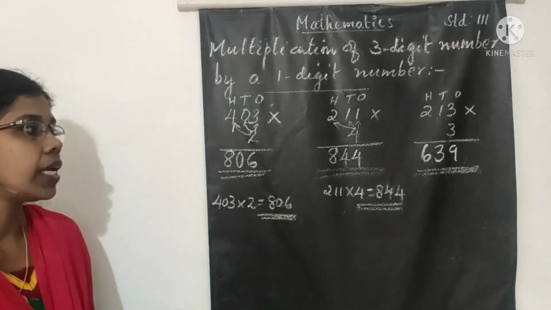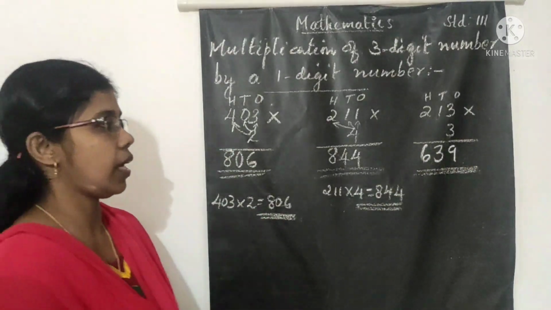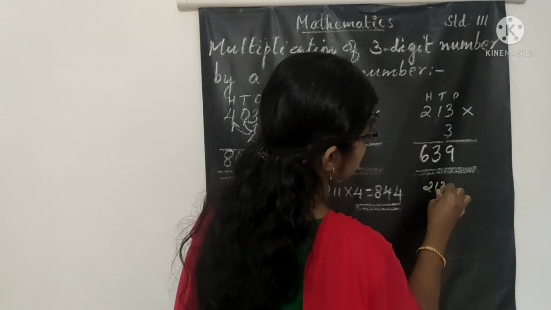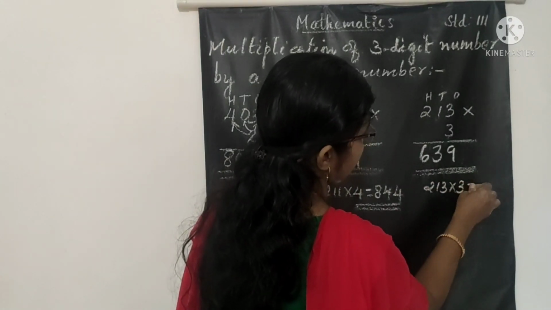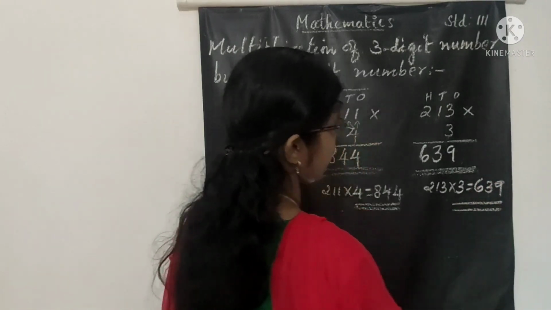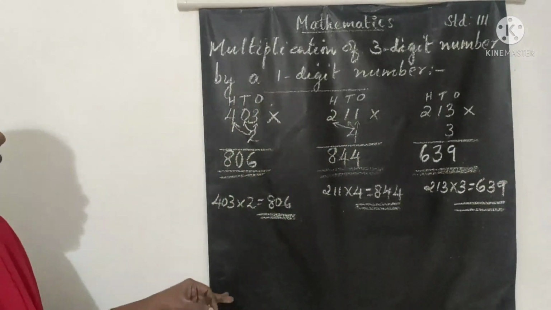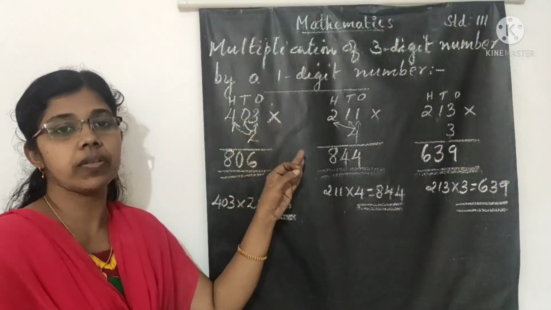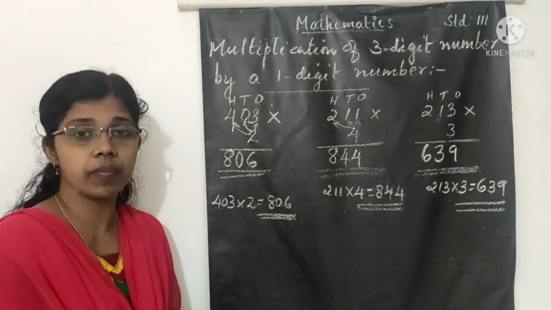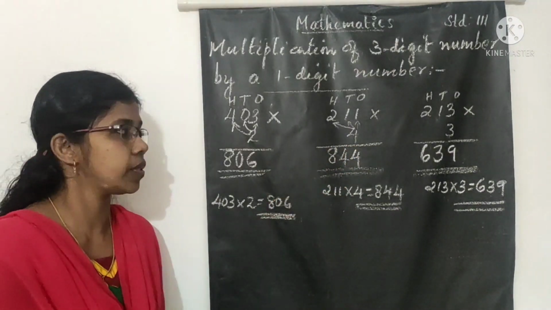So the answer is 639. Okay, lastly we can write our answer: 213 into 3 is equal to 639. If you understood how to multiply a 3-digit number with a 1-digit number, it is very simple. Yes, right.